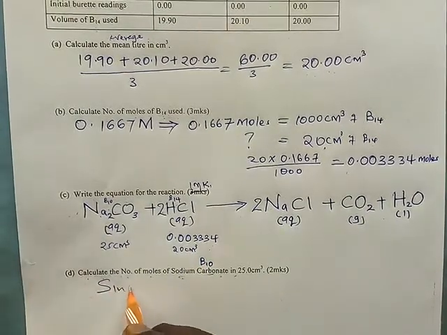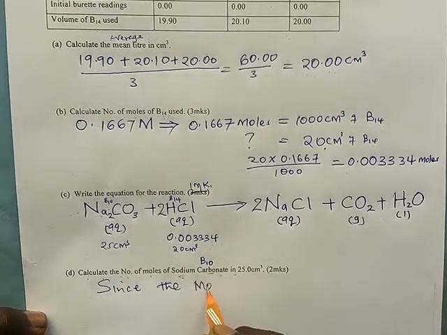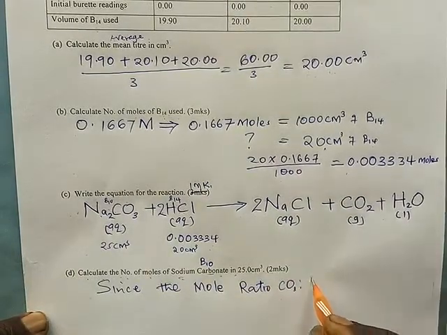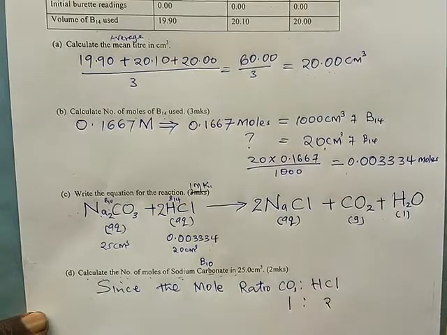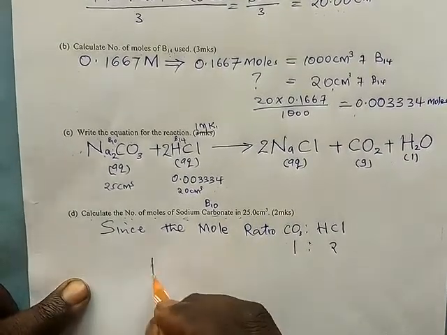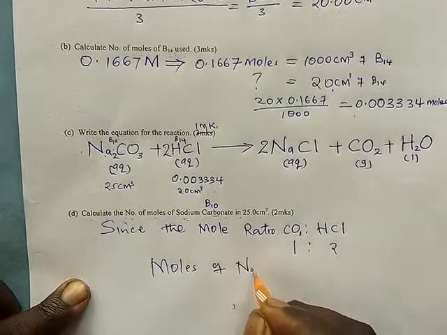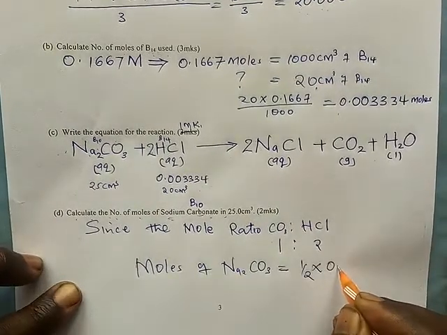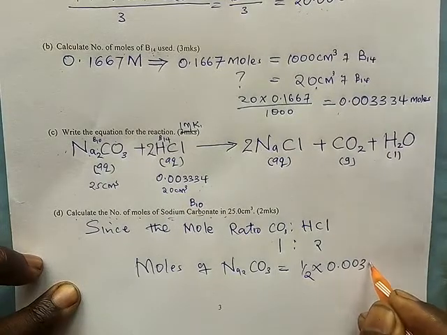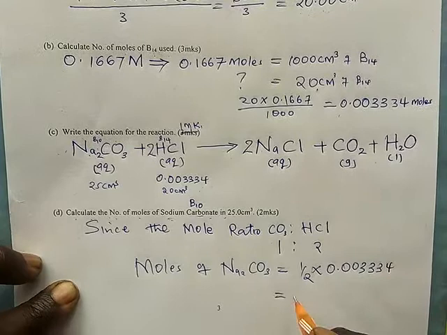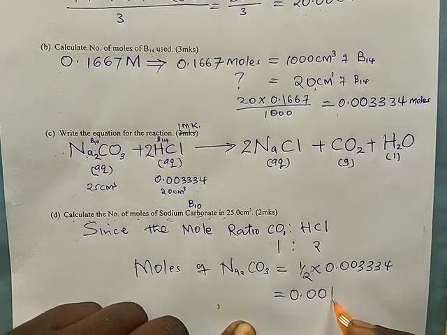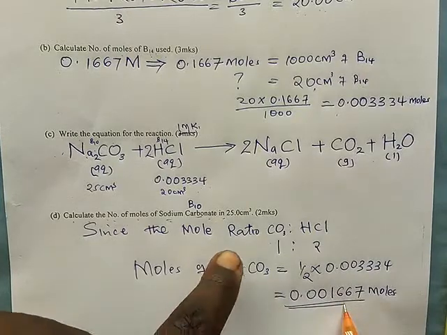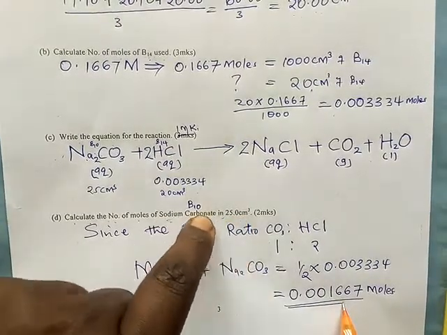So since the mole ratio of the carbonate to HCl is 1 to 2, moles of sodium carbonate is equal to a half times 0.00334, which will give us 0.00167 moles. So this is the number of moles in 25 centimeters cube of sodium carbonate.